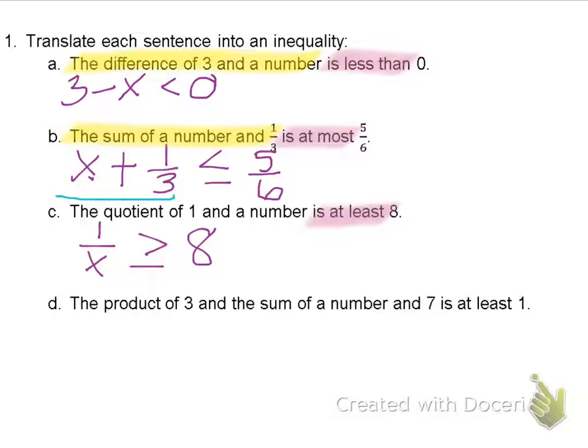And the last one here, the product of 3 and the sum of a number and 7. So the product of 3 and the sum of a number and 7, so x plus 7. So I have to multiply the sum of a number and 7 times 3. So I can write it like that. Is at least, there's that phrase again, 1. So remember, at least means greater than or equal to 1.